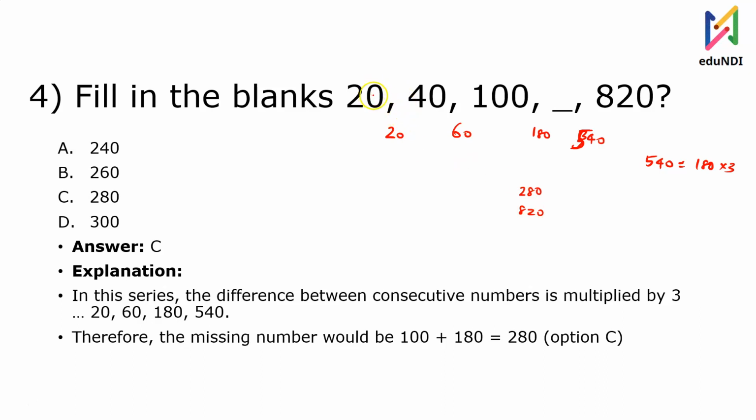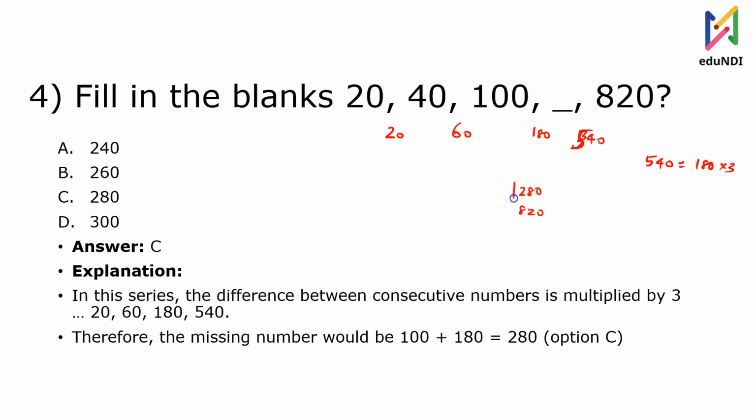I have 20, 40, then I have 100, right? So the difference between the two is 20. Difference between 40 and 100 is 60. So it seems to be multiplied by 3. So we are just trying it out, right? So can I multiply 60 by 3? I have 180. So it becomes 280 as the next number.